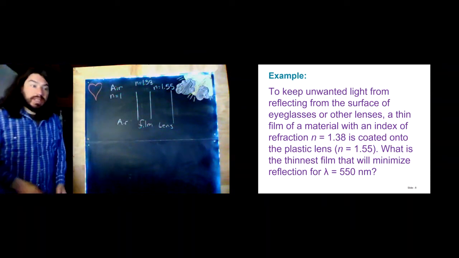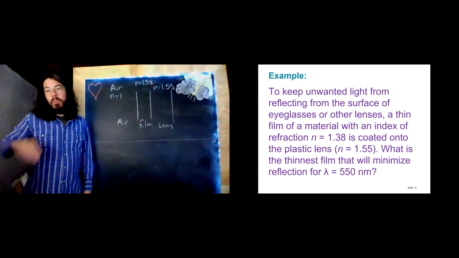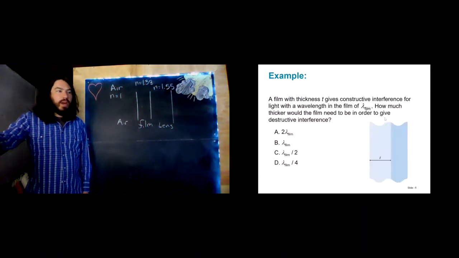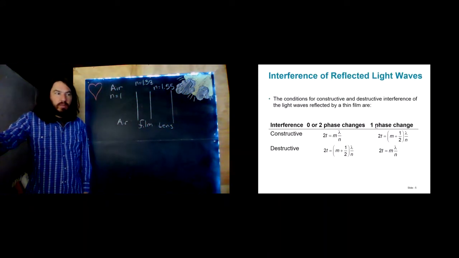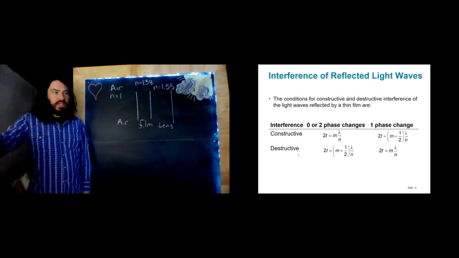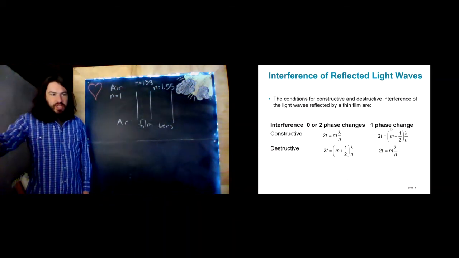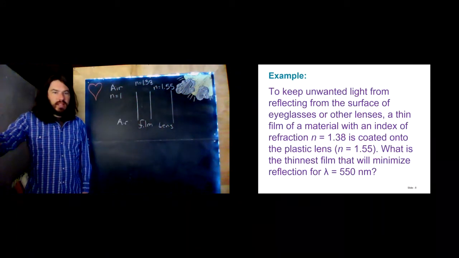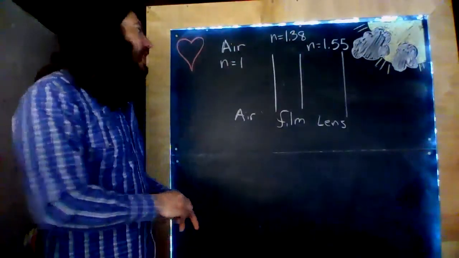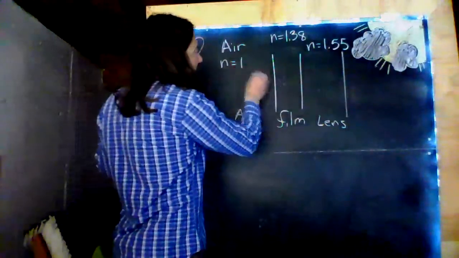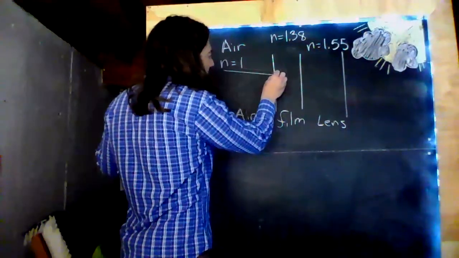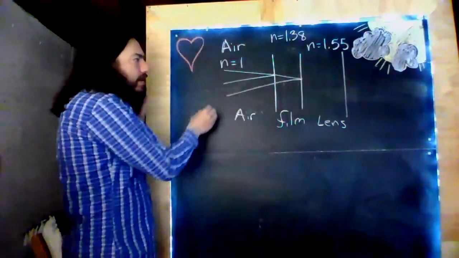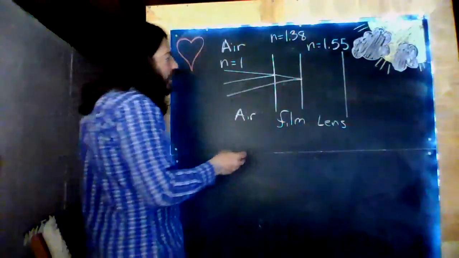Okay, air, film, lens. Great. So what we need to do is decide where on this chart we are. Do we have constructive, destructive, 0 phase changes, 2 phase changes, or 1 phase change? Okay, well, let's look at this. We have light coming in from here. Some of it bounces off of there, some of it bounces off of there, and then it combines out here. So that's what we're talking about.